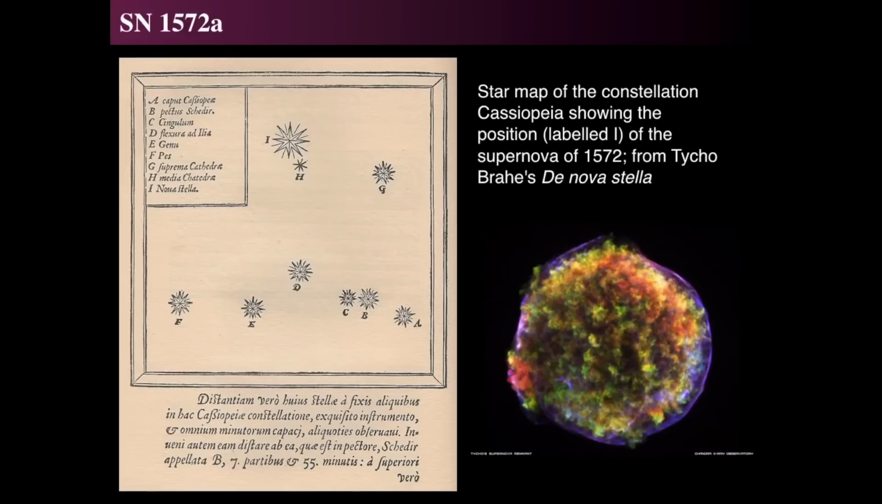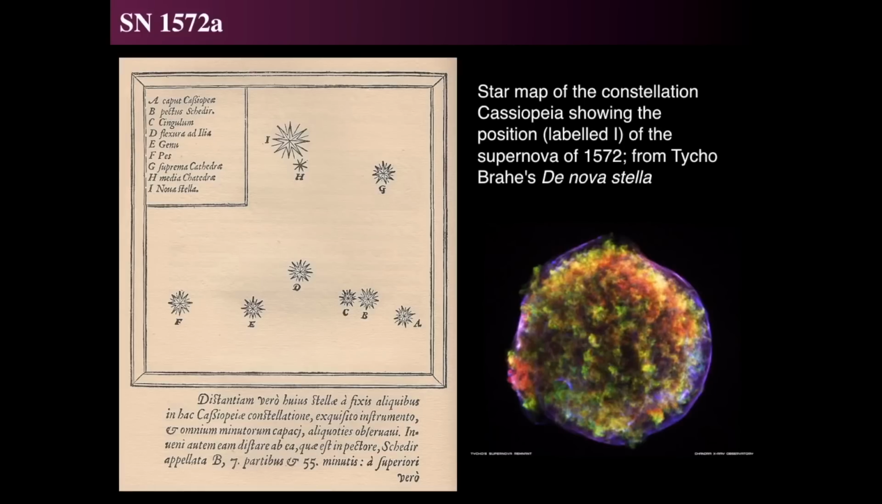This is the observation that Tycho Brahe did in 1572, and we can see the star marked by the letter I as being the new star, or Nova Stella in Latin. We see the W of Cassiopeia that he drew out, in the stars G, C, D, E, and F that make out the W of Cassiopeia. And it was bright enough to be seen for a very, very long time. We call this Supernova 1572A because it's the first supernova of 1572 that's recorded.